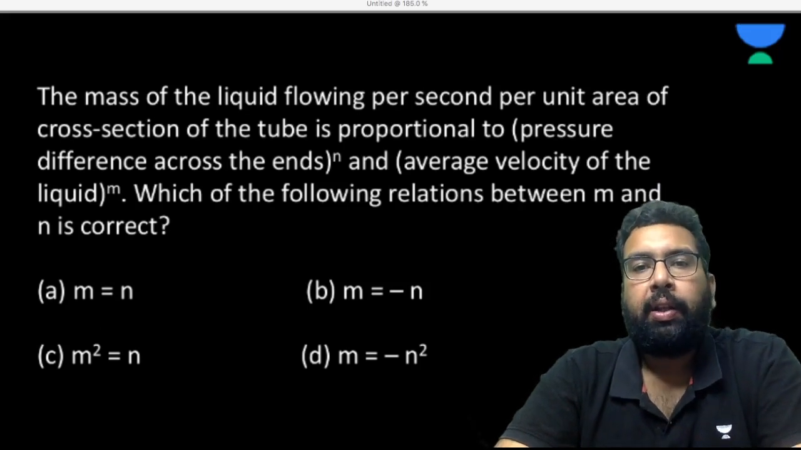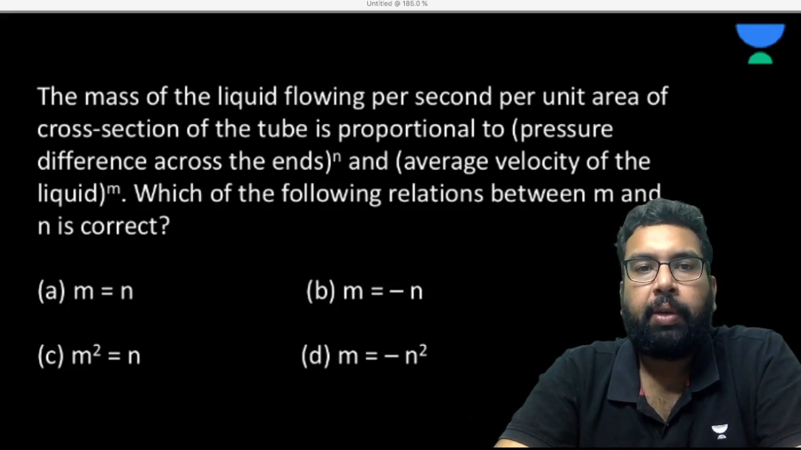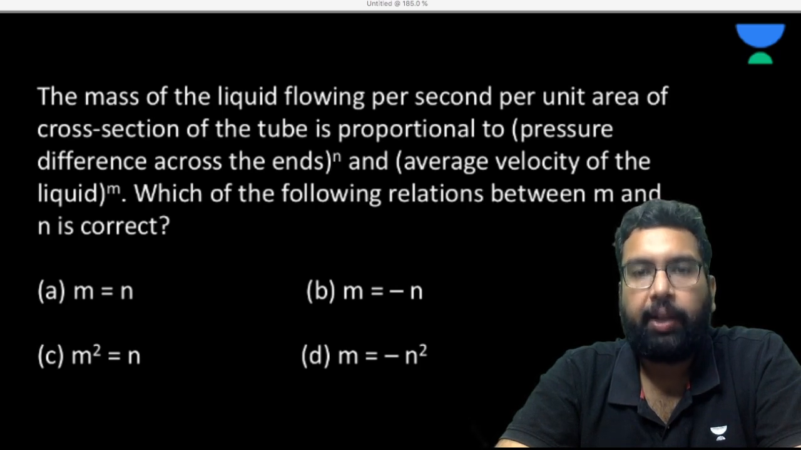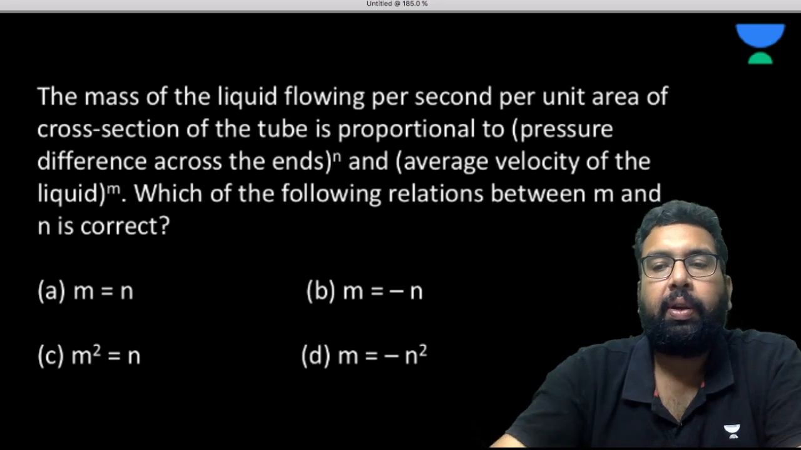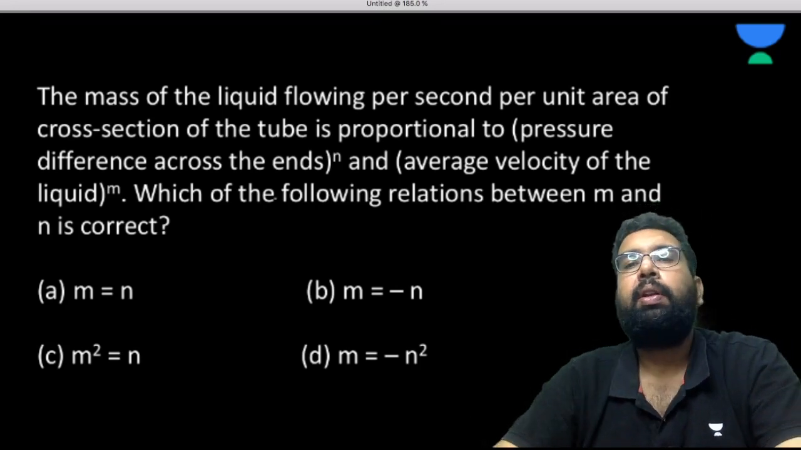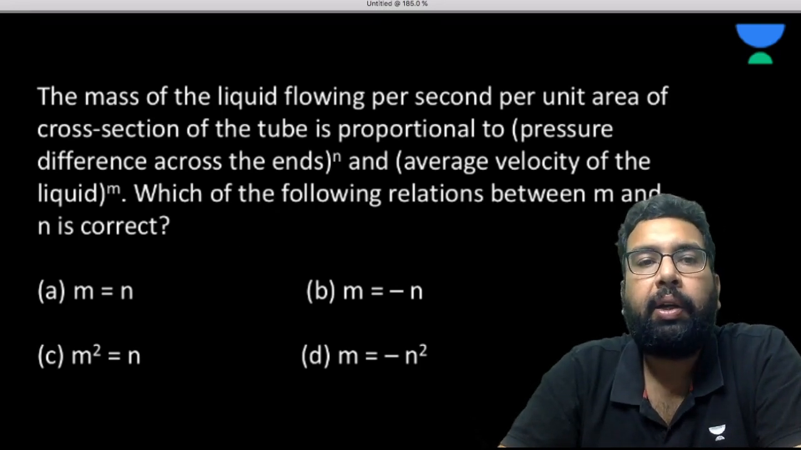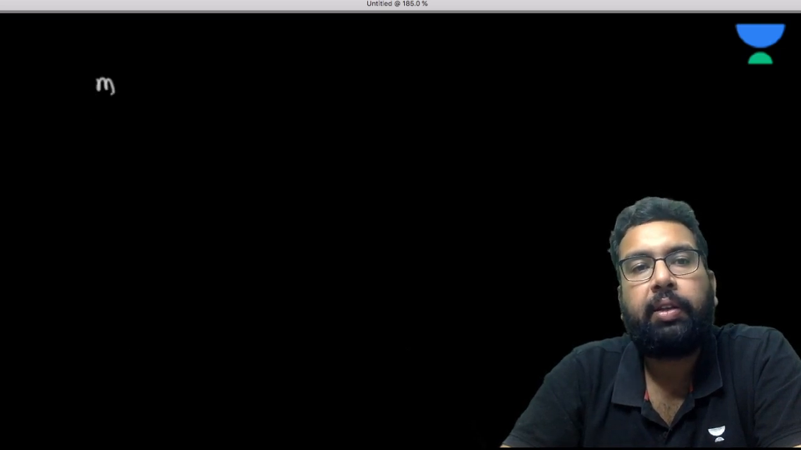So the mass of the liquid flowing per second per unit area of cross section of the tube is proportional to the pressure difference across the end and the average velocity of the liquid. Which of the following relations between m and n is correct? So how can we do it? See how we can do it. It says the mass of the liquid flowing per unit area of the cross section per second.